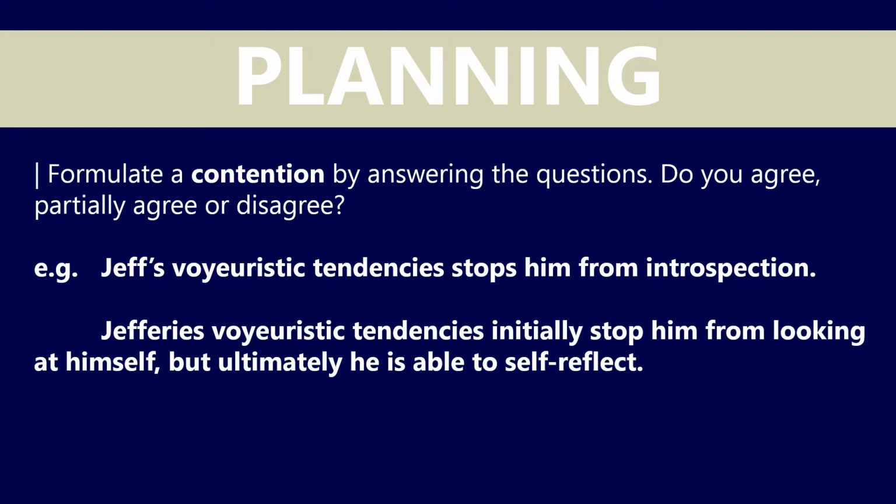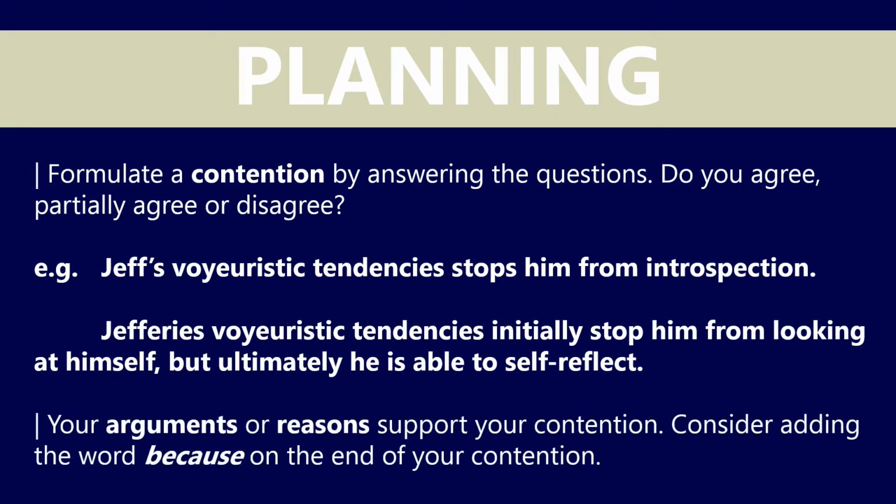Or something that I don't mind doing is arguing both ways, but be really careful not to contradict yourself. So in this case, Jeff's voyeuristic tendencies initially stop him from looking at his own life, but ultimately he's able to self-reflect and work out what he truly values. And that for me could be something, or someone, I should say, like Lisa Fremont. Now, your arguments or your reasons should support your contention.